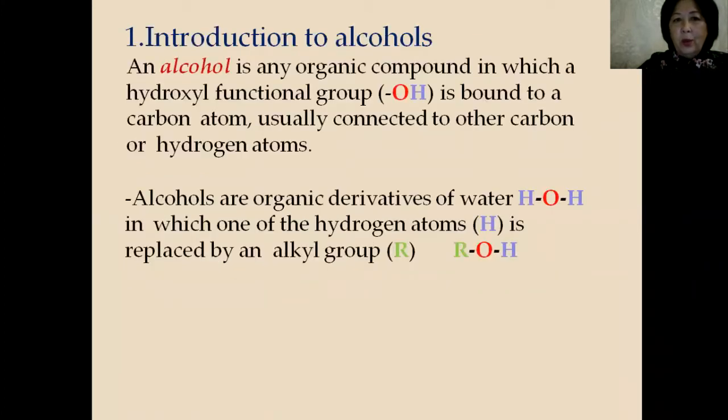Introduction to alcohol. What is alcohol? An alcohol is any organic compound in which a hydroxyl functional group, OH, is bound to a carbon atom, usually connected to other carbon or hydrogen atoms. Alcohols are organic derivatives of water, HOH, in which one of the hydrogen atoms, H, is replaced by an alkyl group, R. The general formula of alcohol is ROH.